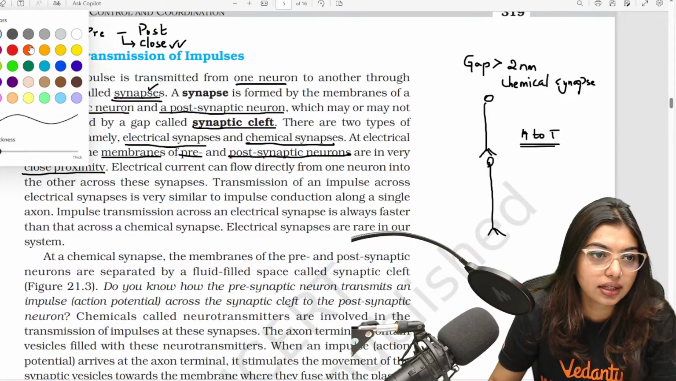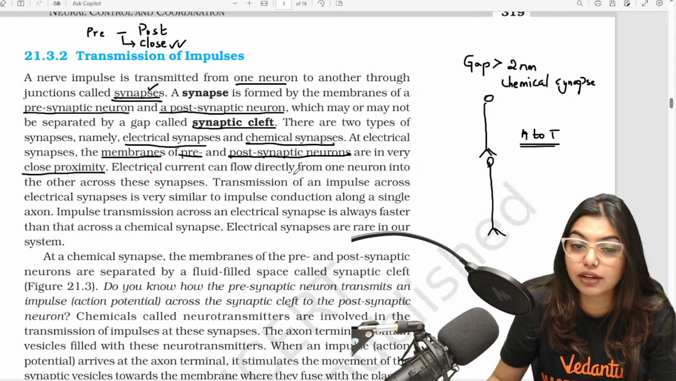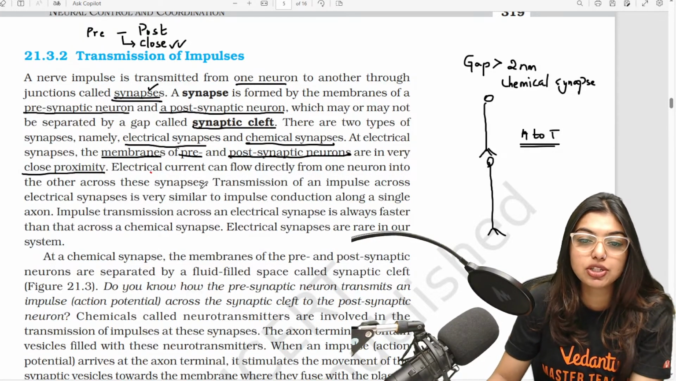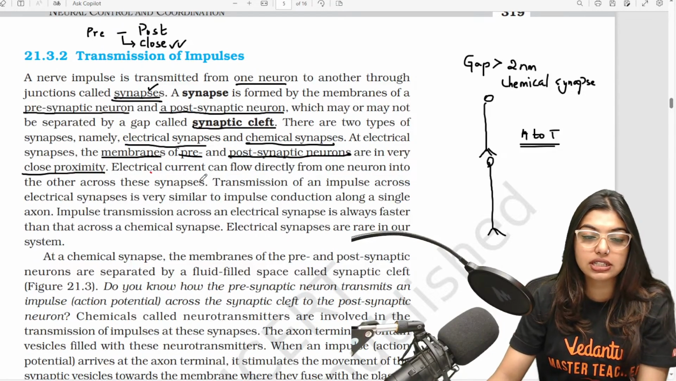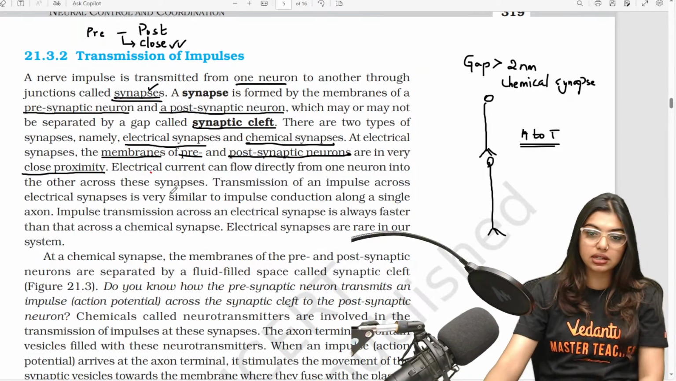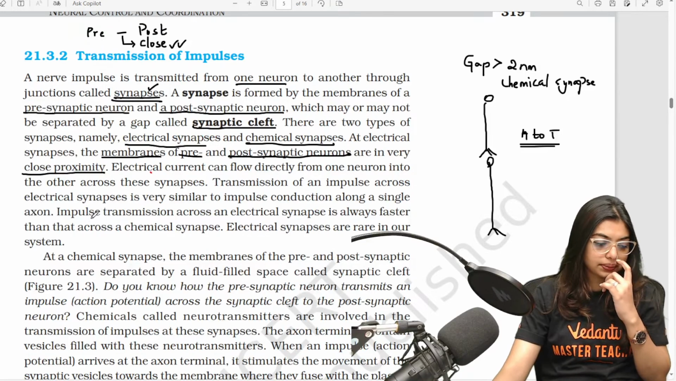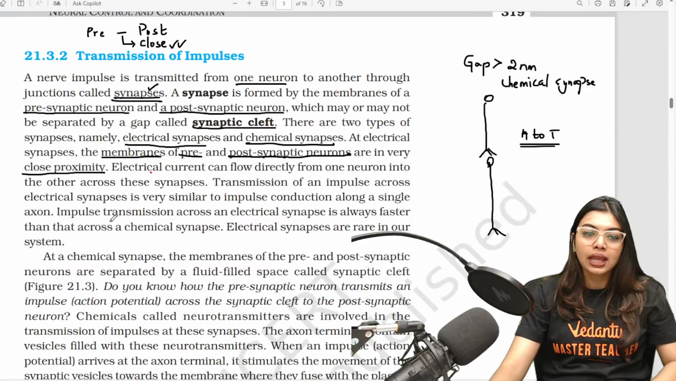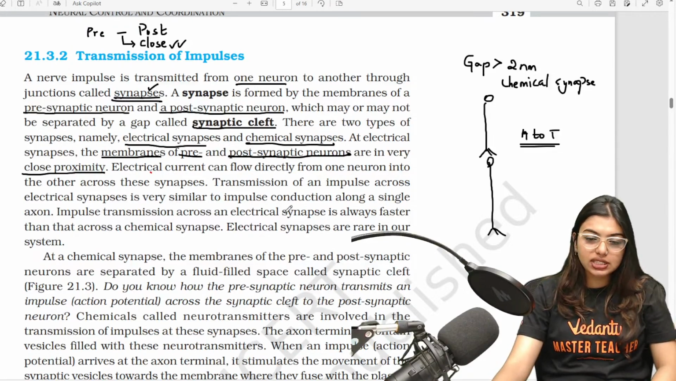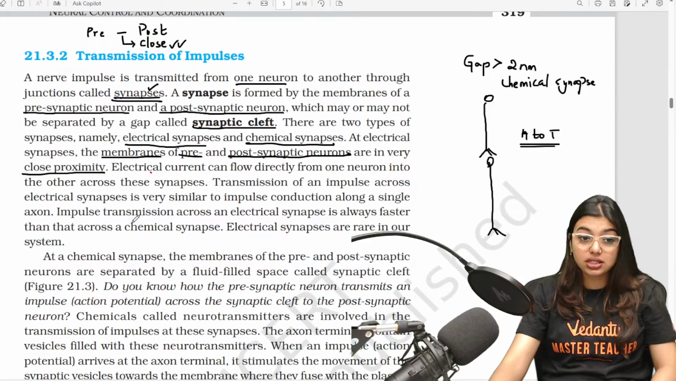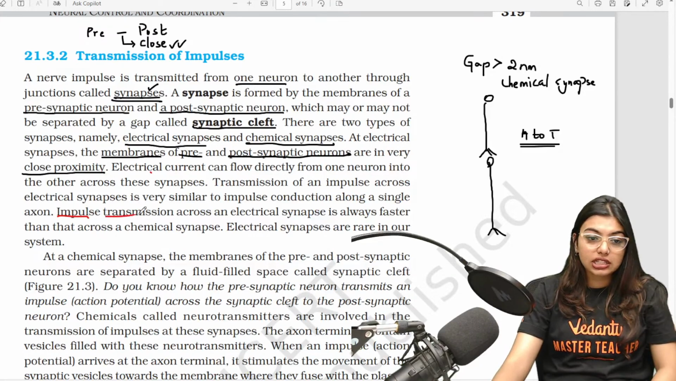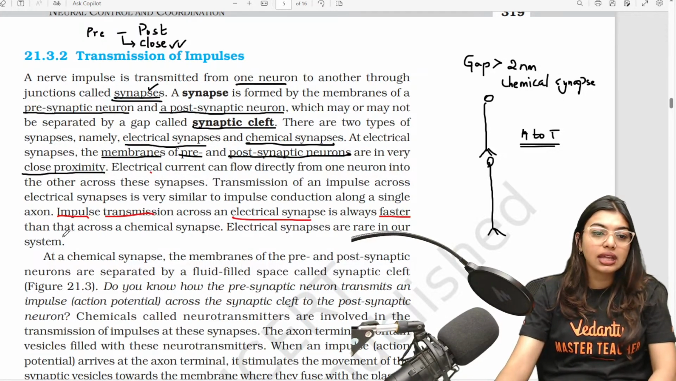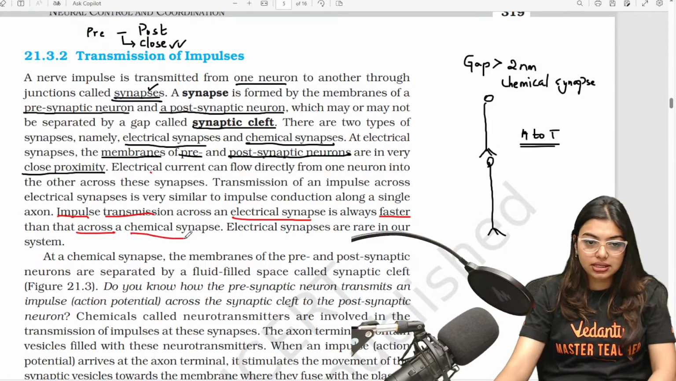Now electrical current can flow directly from one neuron into another through these synapses. Transmission of an impulse across an electrical synapse is very similar to the impulse conduction along a single axon. Now, impulse transmission across an electrical synapse is always faster than that across a chemical synapse.